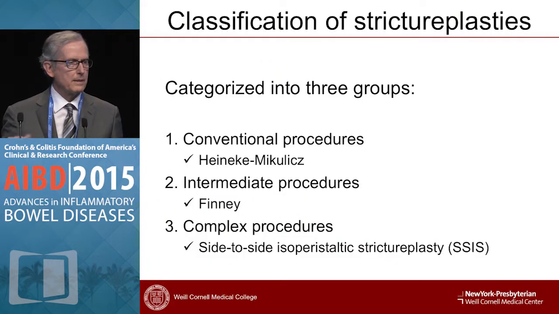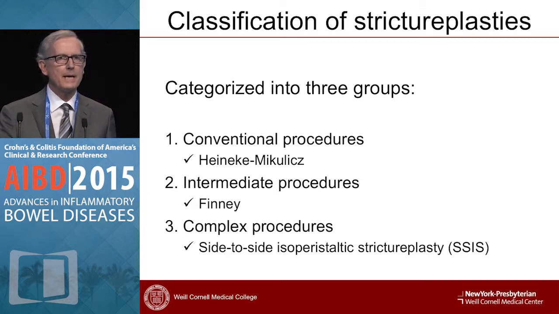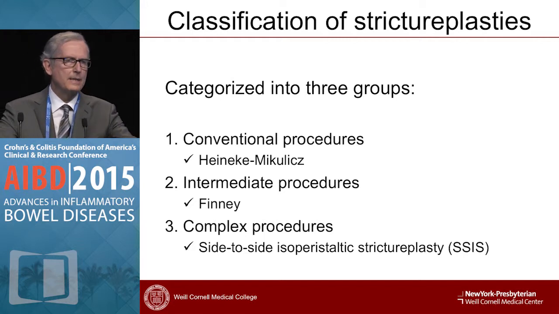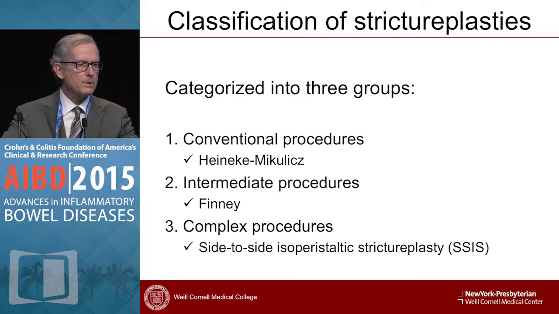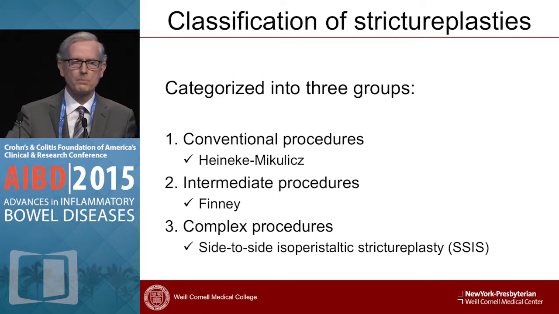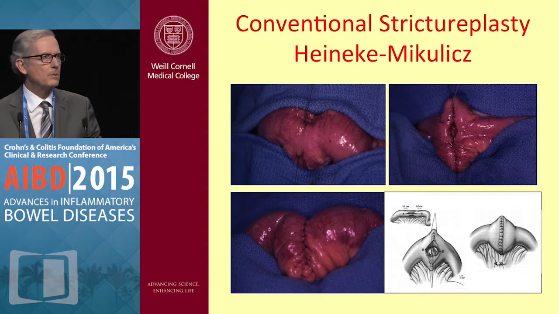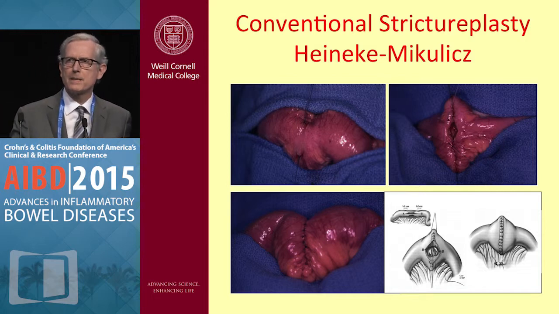Now, the stricturoplasties nowadays are categorized in three groups: conventional stricturoplasties, such as the Heineke-Mikulicz procedures, the intermediate procedures, such as the Finney stricturoplasties, and the complex procedures, such as the side-to-side isoperistaltic stricturoplasty. I will not go into too many technical details, but I just want to show to you when we use these stricturoplasties. And there is no question that the most commonly used is the Heineke-Mikulicz stricturoplasty.